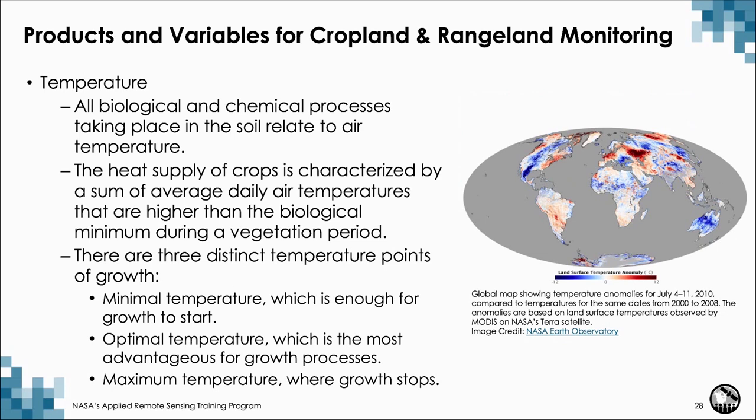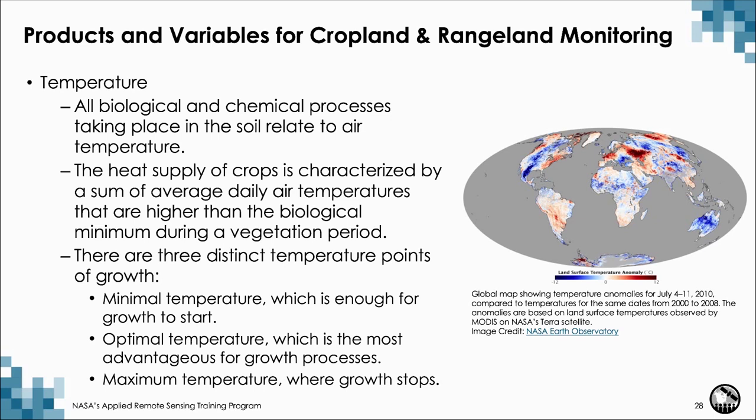All biological and chemical processes taking place in the soil relate to air temperature. As discussed when talking about growing degree days, the heat supply of crops is characterized by a sum of average daily air temperatures that are higher than the biological minimum during a vegetation period. It is a key variable for agricultural monitoring and for the timing of planting and monitoring the phenological stages of plants.